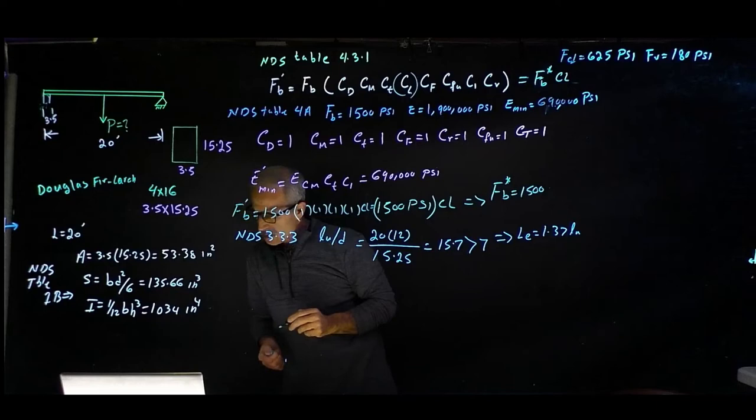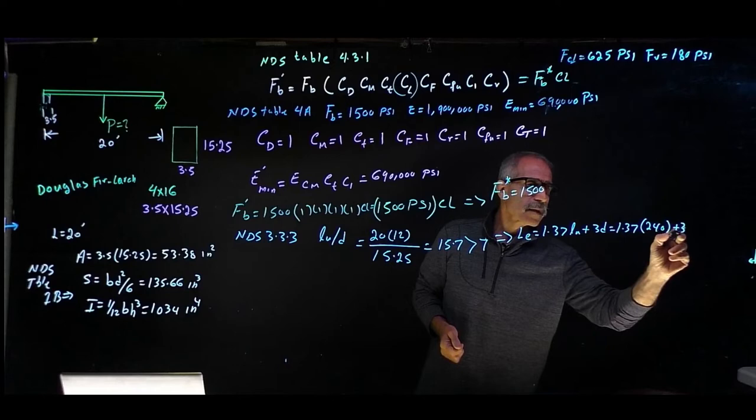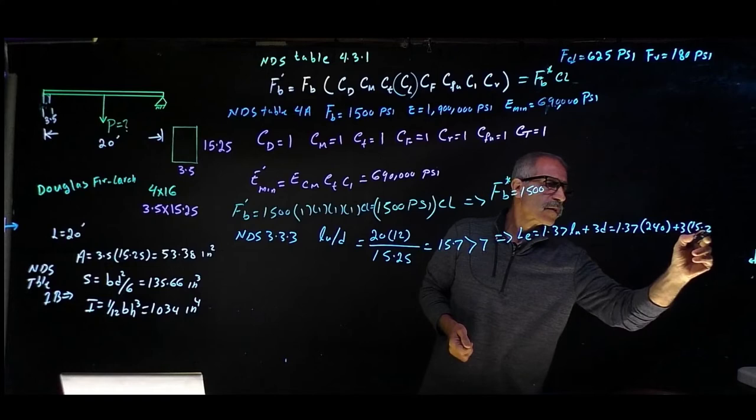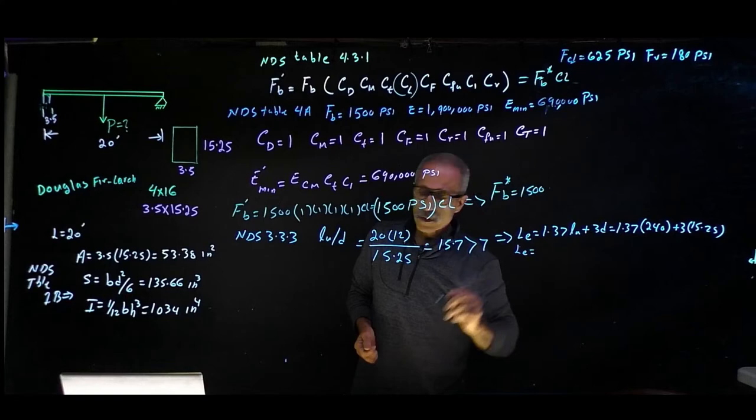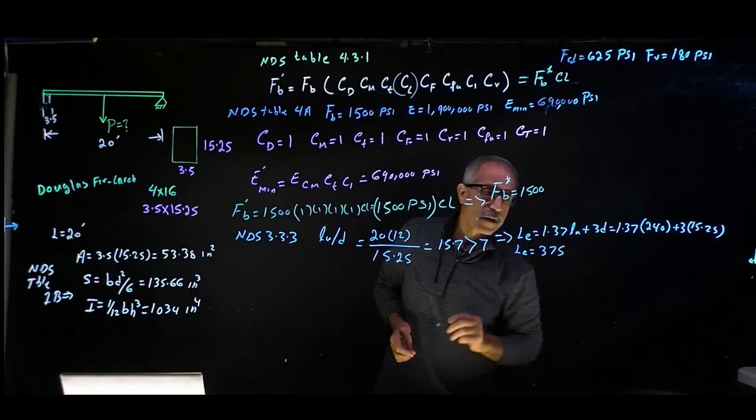So we're going to say it became 1.37 times 240 plus 3 times 1525. And that comes out to LE comes out to 375.